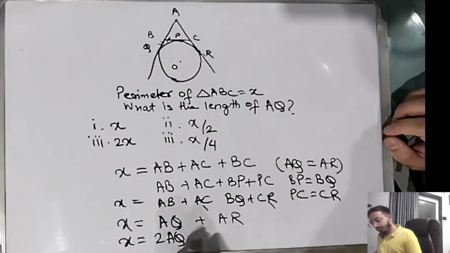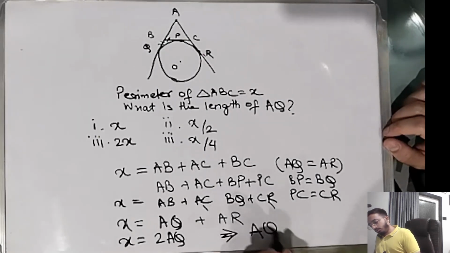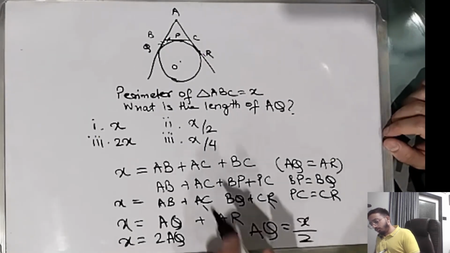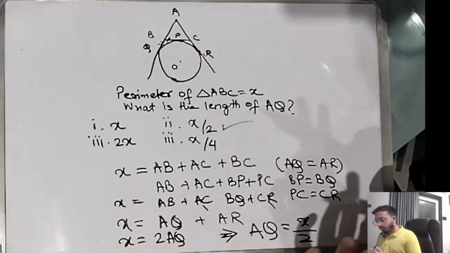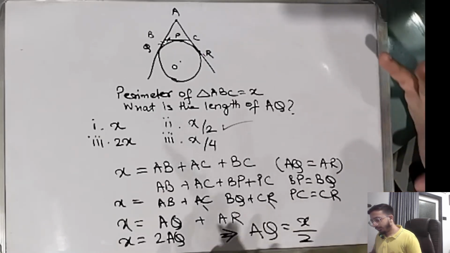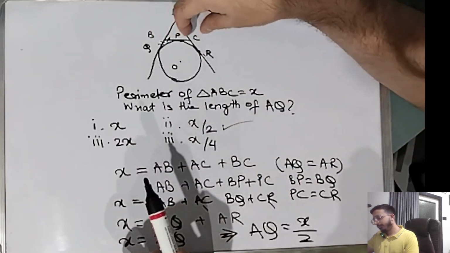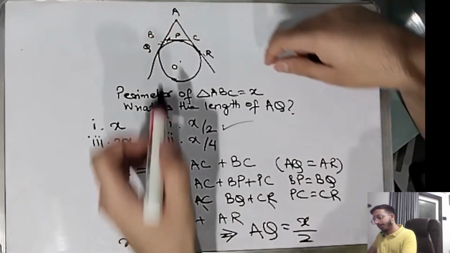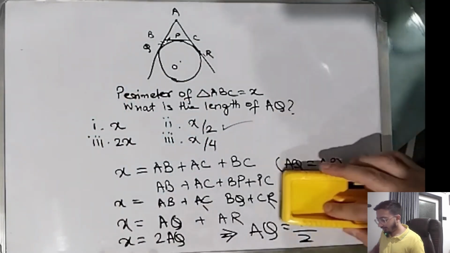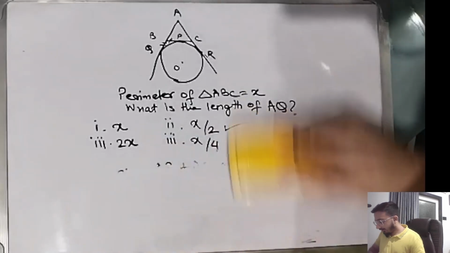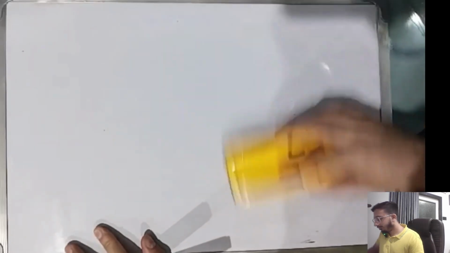And now I got the value of AQ in terms of X. That is, AQ is equals to X upon 2. So option 2 is the correct answer, right? The only thing which was a bit tricky was to form this equation and substitute the values of BP and PC in terms of BQ and CR by identifying that these two also are tangents to this circle. Now let's do another quick MCQ on congruency of triangles and test your knowledge on that.